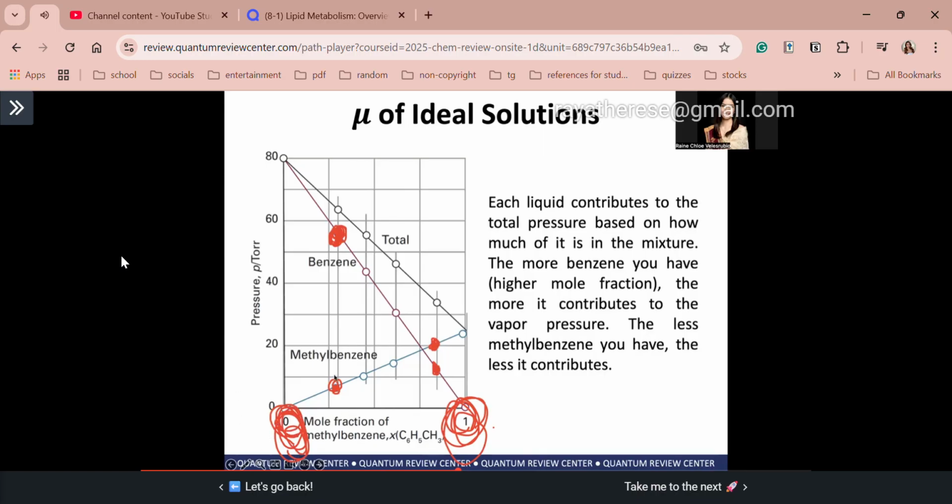That's how you interpret it. So we can say here, guys, each liquid will contribute to the total vapor pressure based on how much of it is in the mixture, right? It is dependent on the mole fraction. It is dependent on the amount of our components. So, more benzene means more benzene vapor.